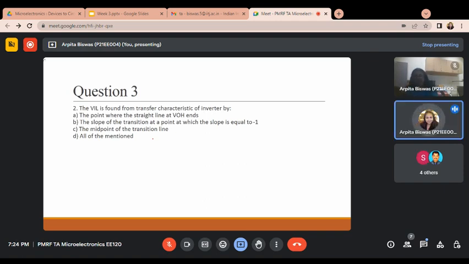The VIL input low is found from the transfer characteristic, the VTC graph of a BJT inverter, where you can find out the VIL value. The point where the straight line at VOH ends, the slope of the transition at a point at which the slope is equal to -1. Option C is the midpoint of the transition line, and the last option is all of the mentioned.